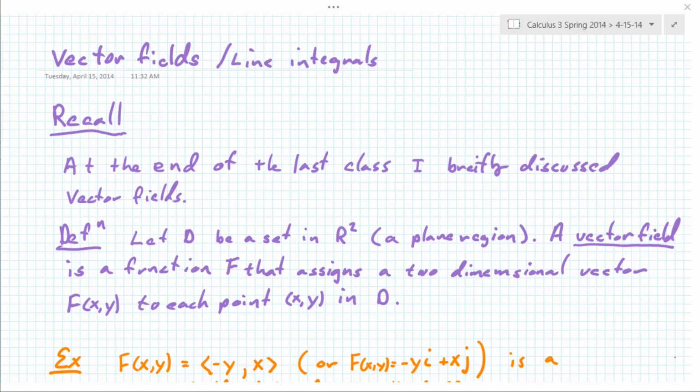Okay, so at the end of class last time we started to talk about vector fields, and I promised I'd proceed into line integrals. But let me go back and talk about vector fields in a little more depth, and then I'll move on into line integrals probably in another video. So first thing I want you to recall is what a vector field is.